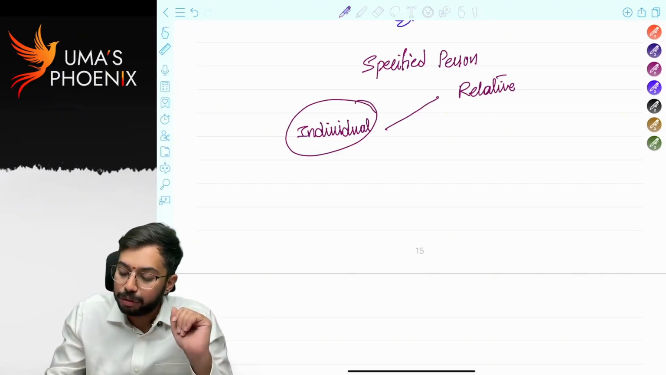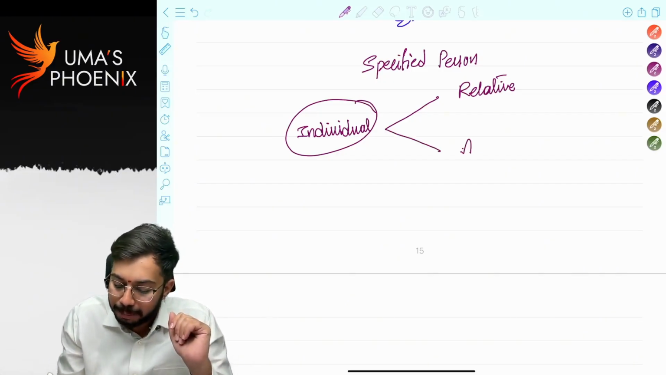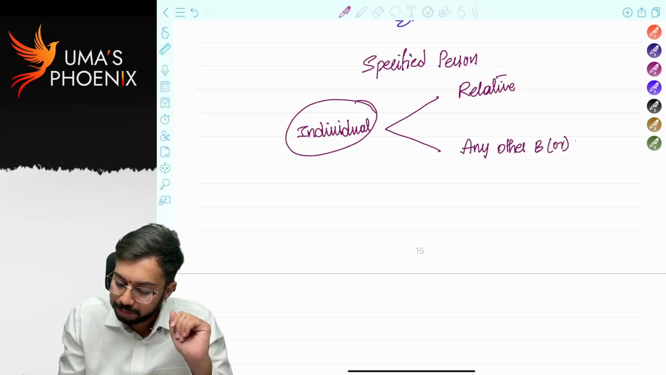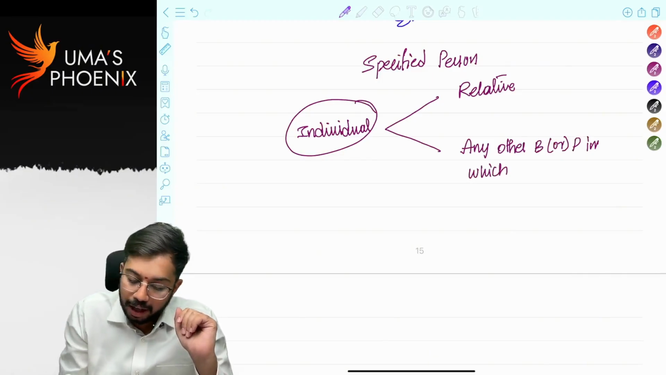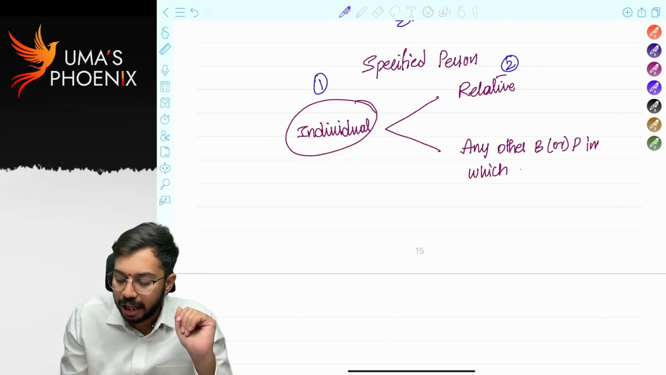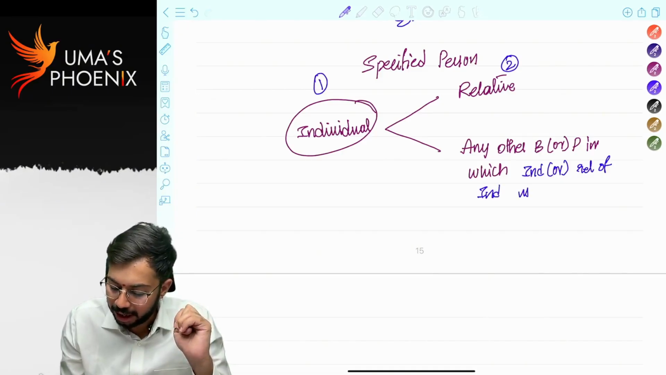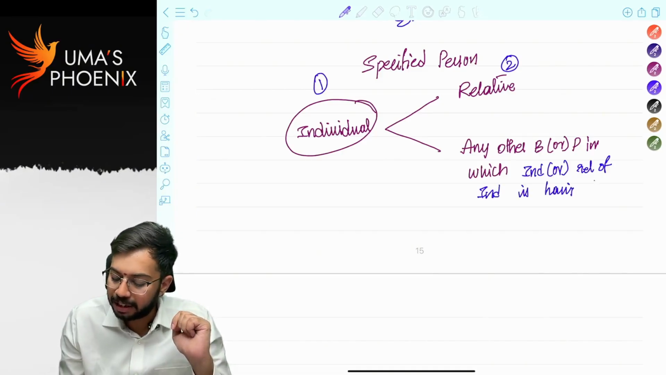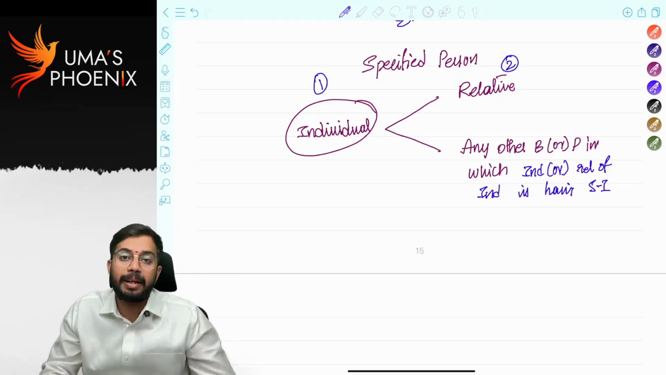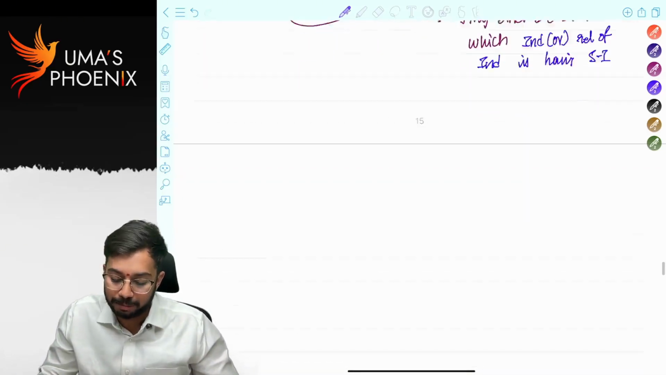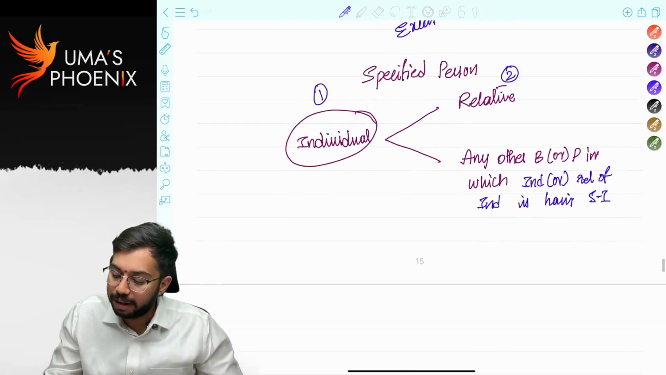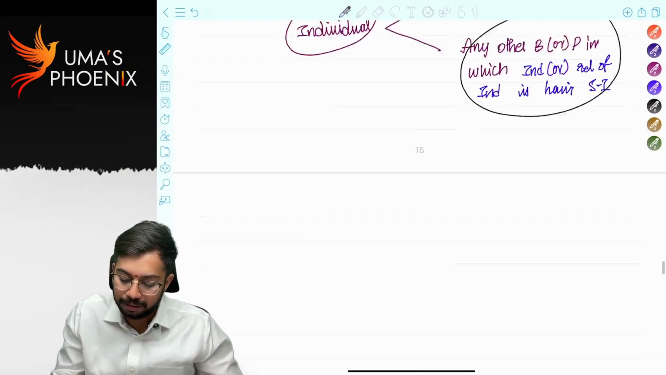Not only relative, any other business or profession in which either the individual or a relative of the individual is having substantial interest. You know substantial interest, right? More than or equal to 20% stake, beneficial ownership. I will tell this point through an example.